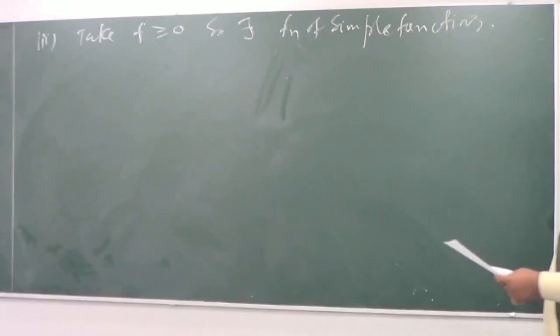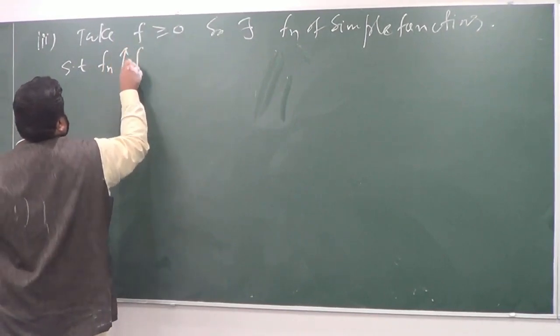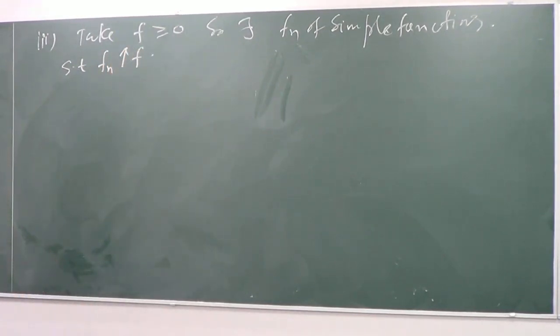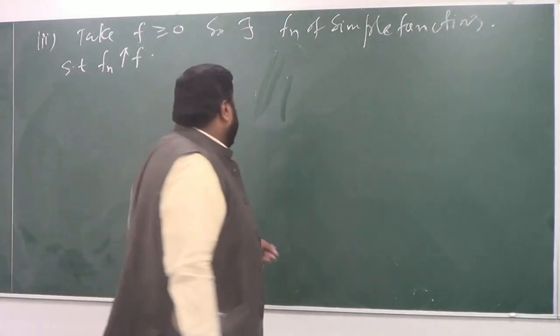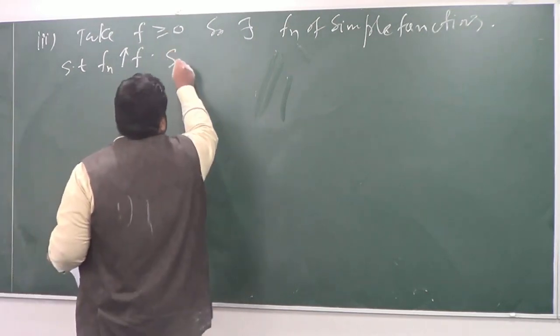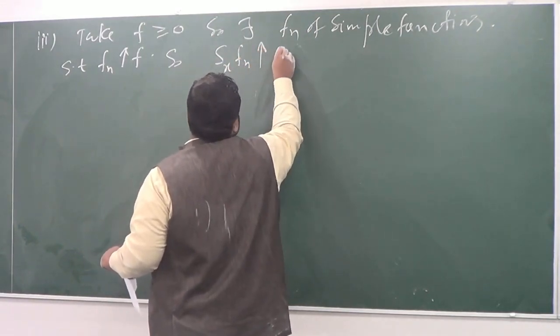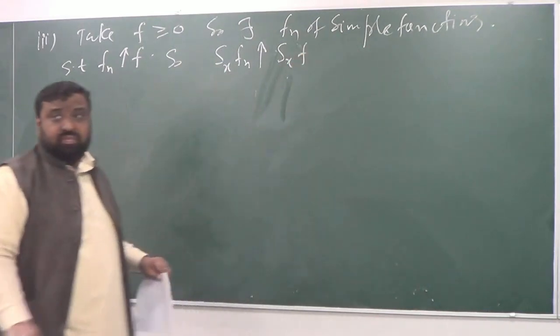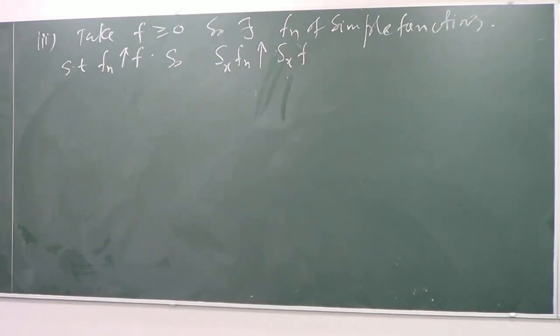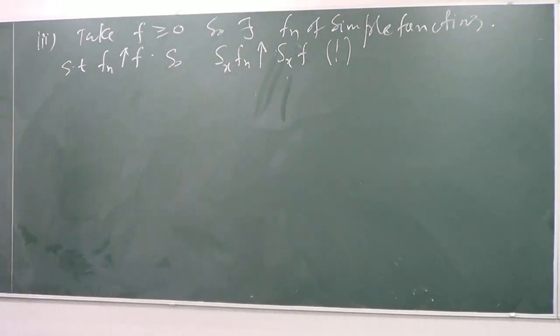Okay, simple functions such that they increase to F. In other words, they are an increasing sequence, non-negative as well, and the limit is equal to F. If this is the case, then we can show easily that the section of Fn would increase to the section of F. It seems trivial, but it's worth verifying the statement. Why is this true?